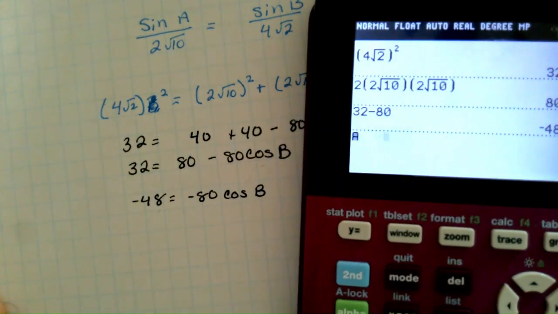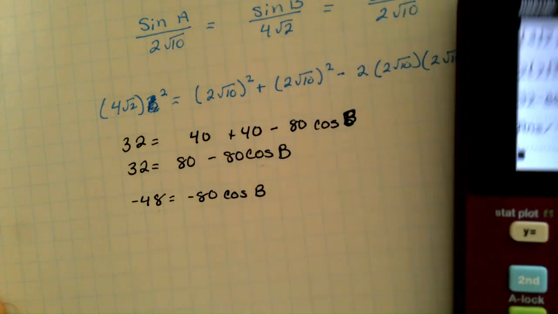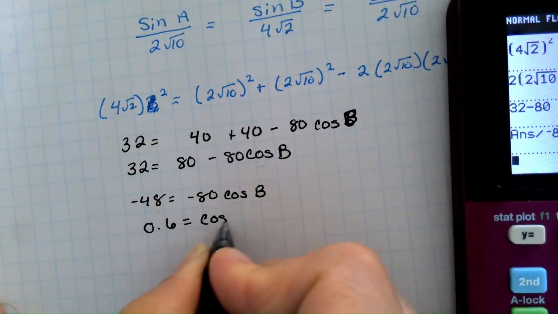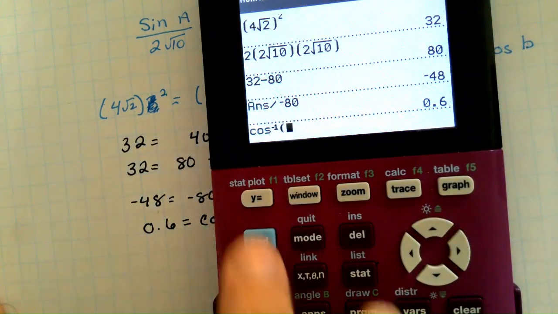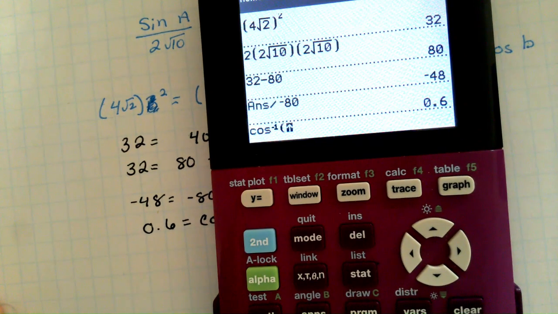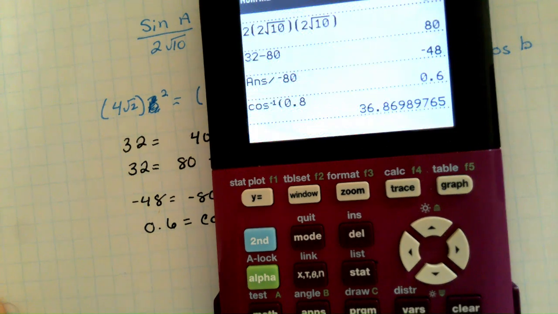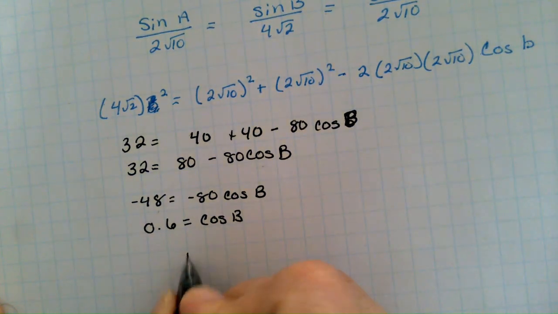We're going to divide by negative 80. We get 0.6. Then we're going to inverse cosine. So we can get that. And we find out that we have an angle of 36.87 degrees. I'm going to go ahead and just write 36.9.